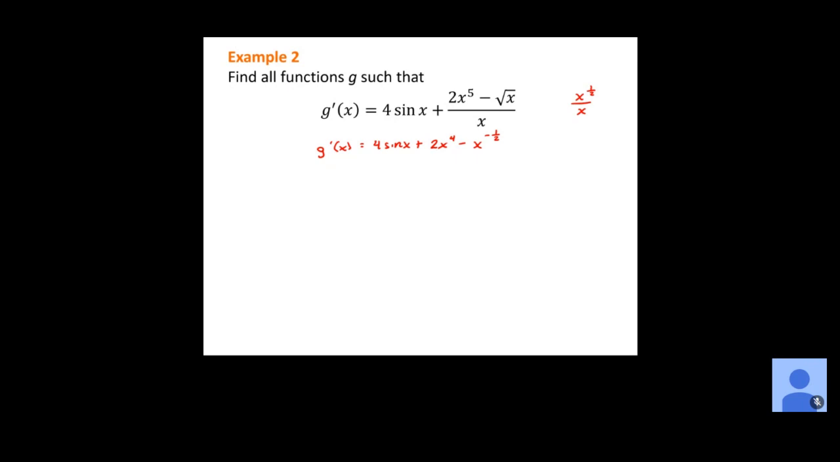Now let's see if we can go through term by term and find the antiderivative. The antiderivative this time is just going to be g of x, because we're looking for the function whose derivative would be g prime. What's the antiderivative for 4 sine of x? Good. So antiderivative of sine is negative cosine. So we're going to get a -4 cosine x plus, how are we going to find the antiderivative for 2x to the 4th?